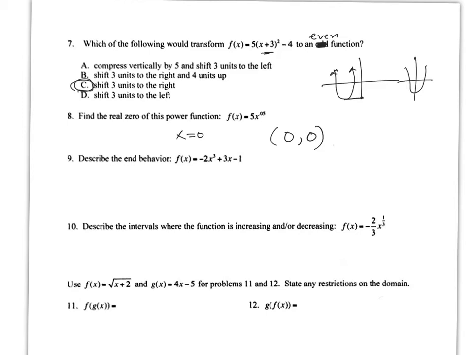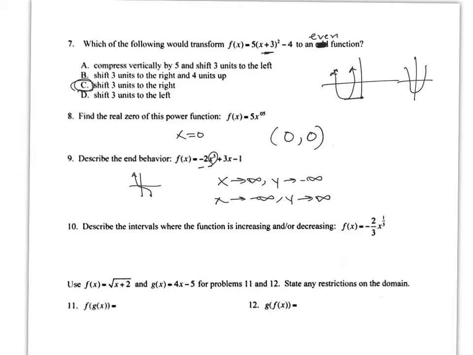Describe the end behavior. Again, draw the graph if you want to, or if you know what negative and odd does. Negative and odd would look like this. So we know that as x goes to infinity, so x goes to the right, y is going down, so negative infinity. And as x goes to negative infinity, or to the left, y is going up to infinity.